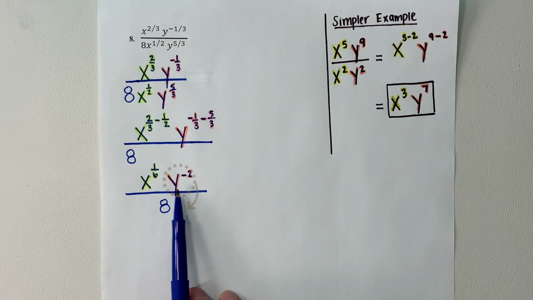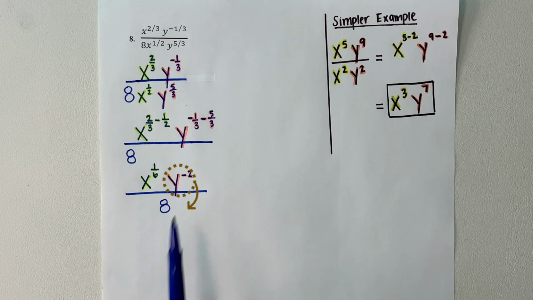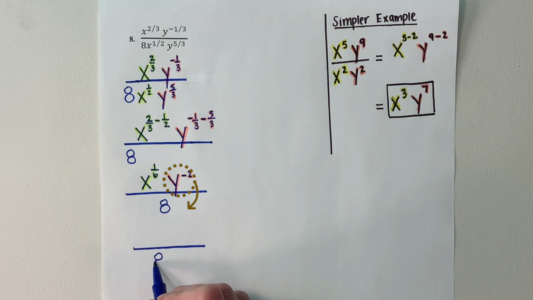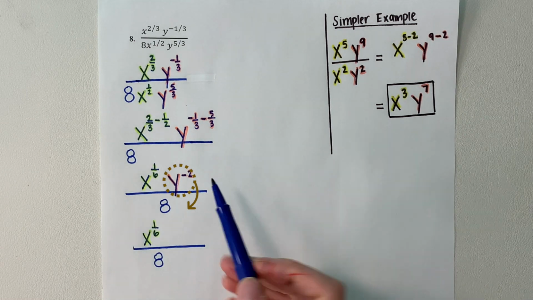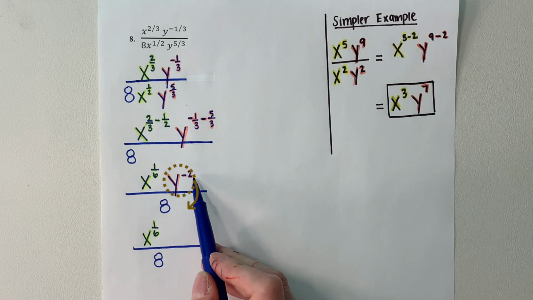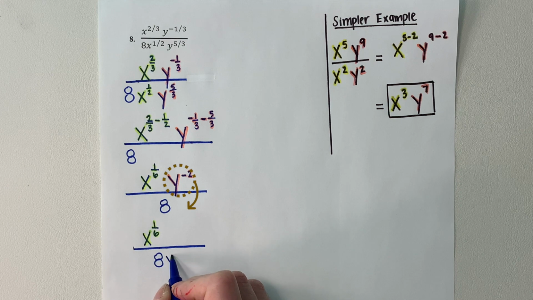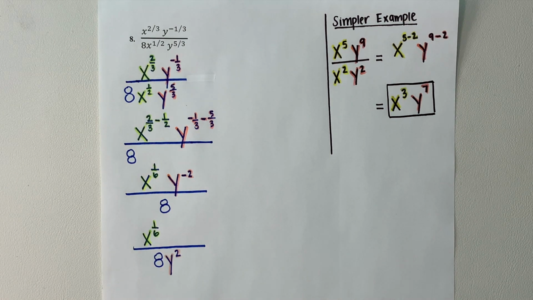To do that, let's pick up this y and move it to the denominator. So I'll leave the 8 where it is and the x to the 1/6 where it is. And then we're picking up this y to the -2 and moving it to the denominator, which will give us y to the +2. And now this is fully simplified.